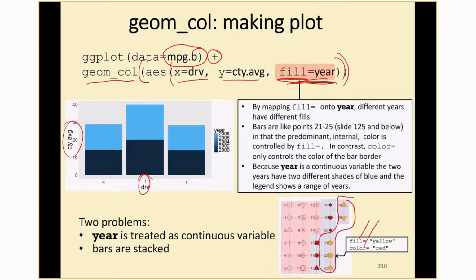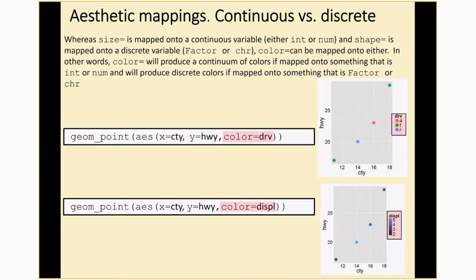And so we get a plot like this, which has 2 very obvious problems. The first obvious problem is that year is treated as a continuous variable. So what we've done is we've mapped fill onto year. So what's going on here?